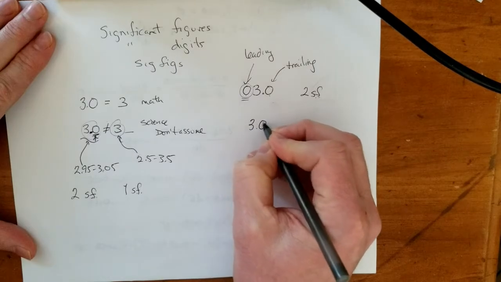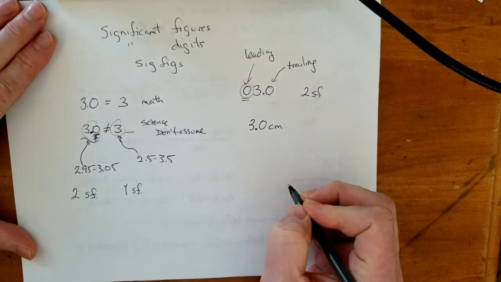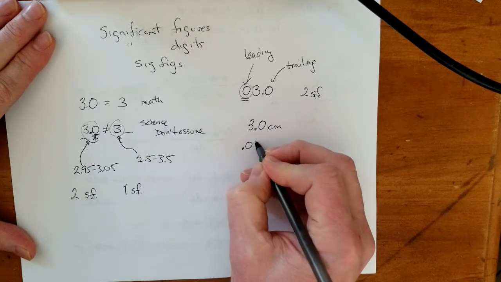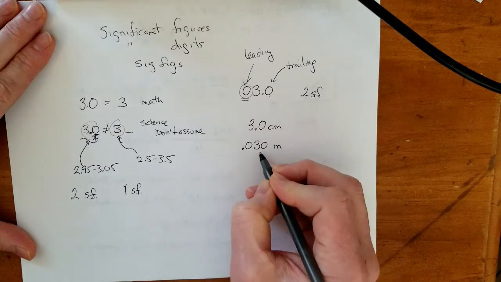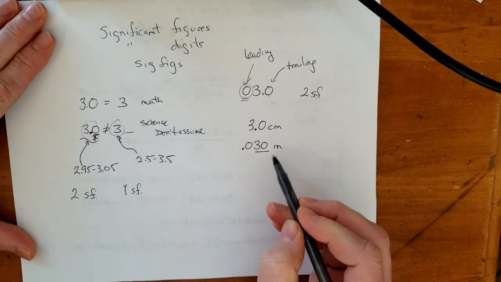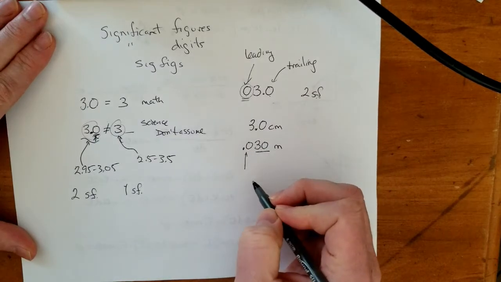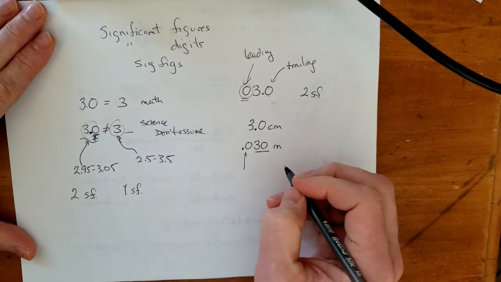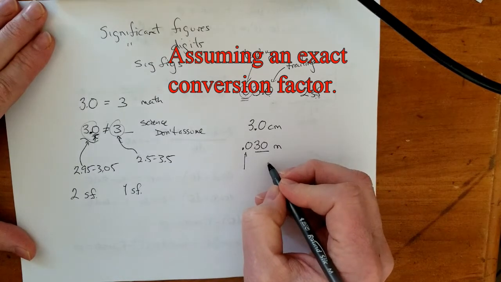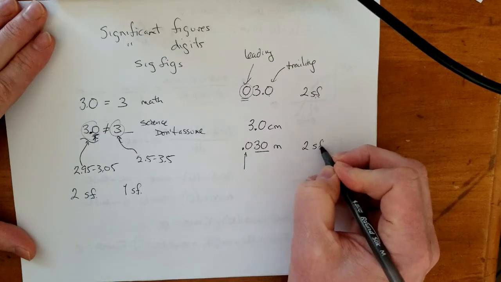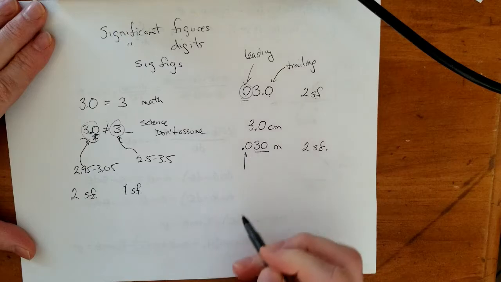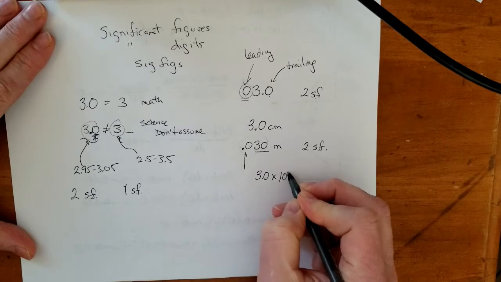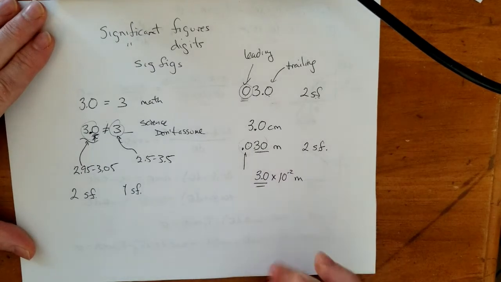Now, if I have a measurement that's 3.0 centimeters and I want to convert it into meters, well, centimeters to meters, you'll move the decimal point over 2 places. So this becomes 0.030 meters. These have significance here, but that 0 right there just is showing up because all I did was change my units. So changing units does not change the amount of significance. And so this is still 2 significant figures. Because I can always put this into scientific notation, and I'm back to 3.0 times 10 to the negative 2 meters, still 2 significant digits.